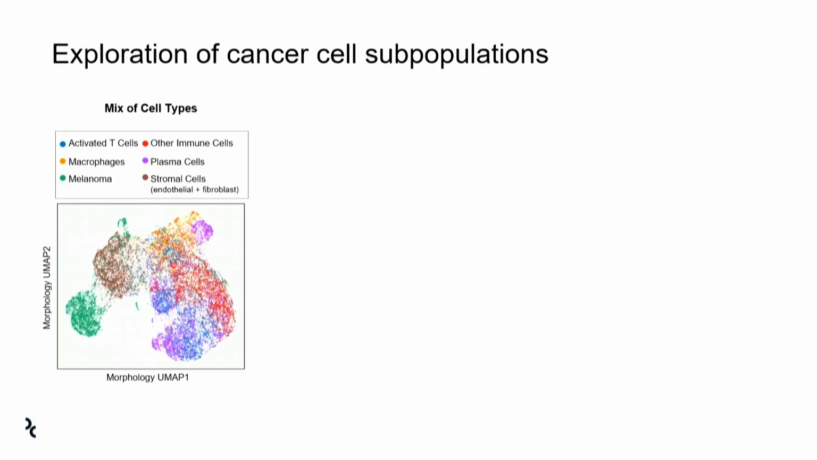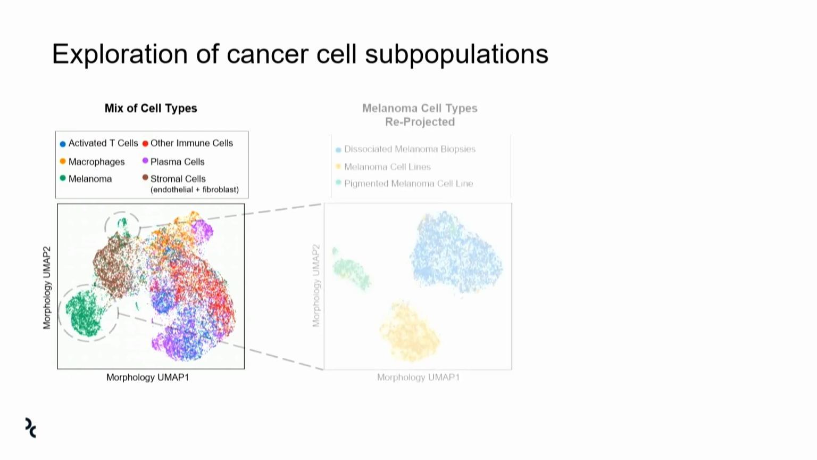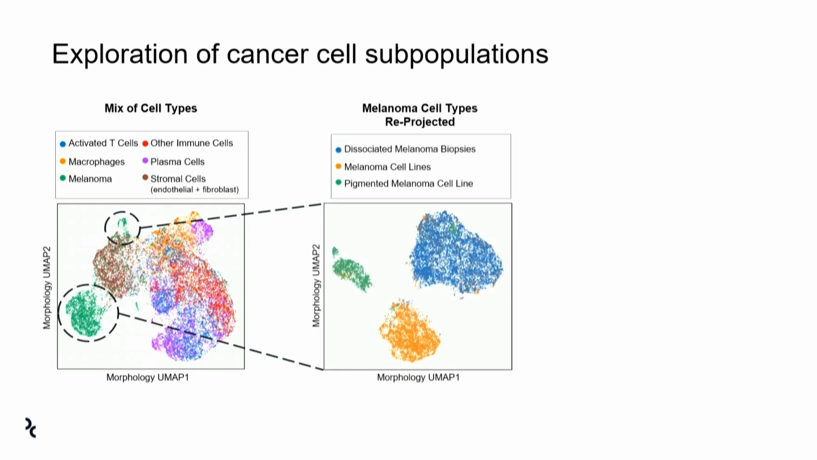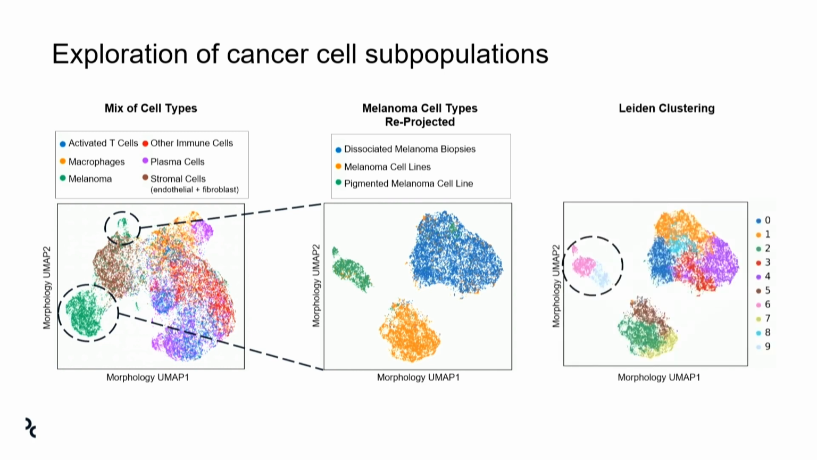And so I want to dig a bit more into this melanoma population. So here we took the melanoma cells that are shown here in this morphology UMAP in green, and we reprojected them onto a new UMAP. And when we do this, we can get a more separation or identification of those subpopulations of melanoma cells. There's the dissociated melanoma biopsies, the melanoma cell lines, SK-MEL1 and 2, and then there's also the pigmented melanoma cell line, MNT1. And what we wanted to do is hone in a bit more and look at that latent clustering morphology embedding UMAP.